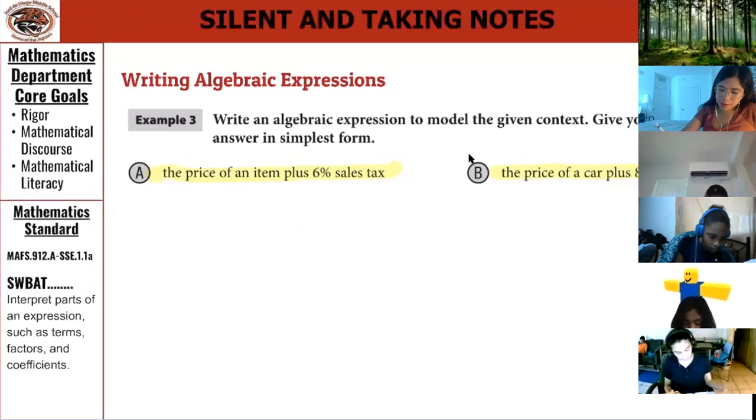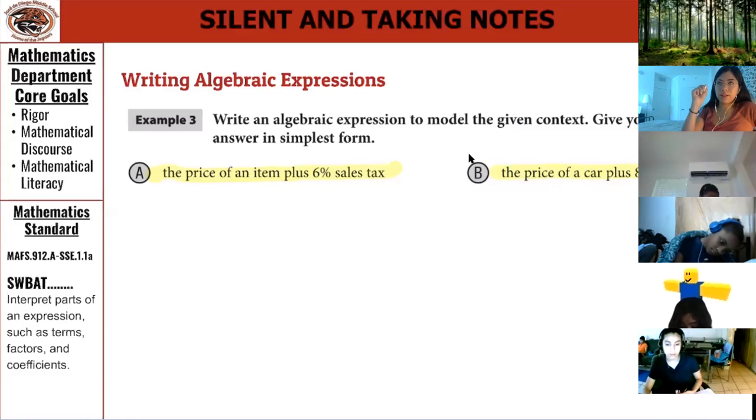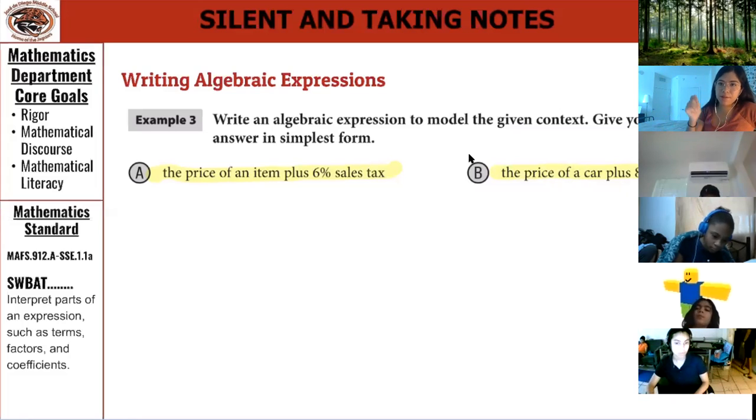So we're going to write an expression for this statement. Whenever I see a statement and I know that I need to write an expression for it, the first thing I'm going to do is annotate it, which means I'm just going to highlight and circle different parts of it and then come up with different variables and coefficients.